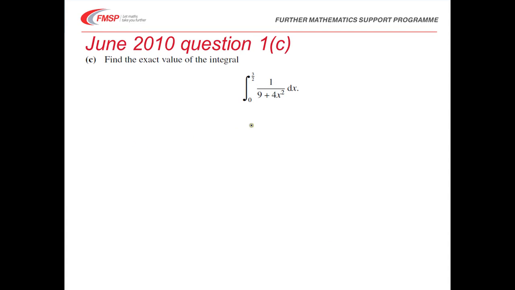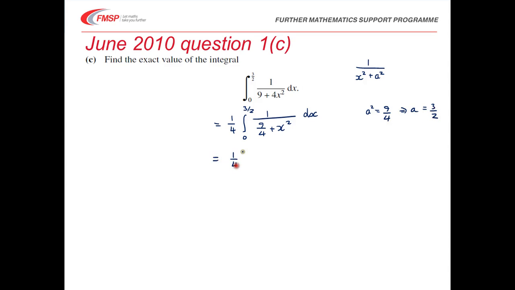Finally, part C, we're given this integral, and in the formula book we've got an expression for the integral of 1 over x squared plus a squared. So in order to be able to use that formula, I need to get rid of the 4. So I'm going to take a factor of 1/4 out the front, and then I've got 9 over 4 plus x squared. So a squared is 9 over 4, and therefore a is 3 over 2.